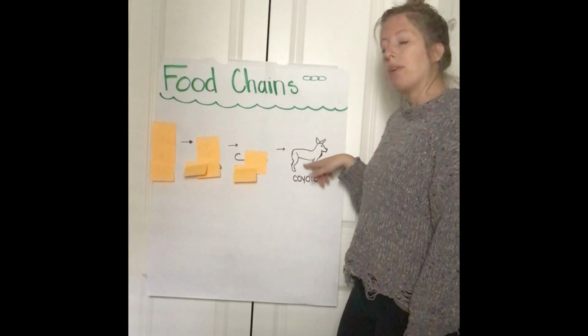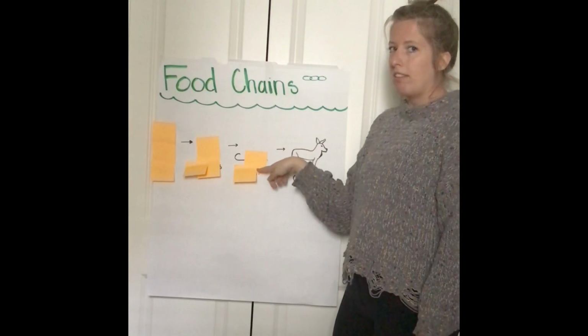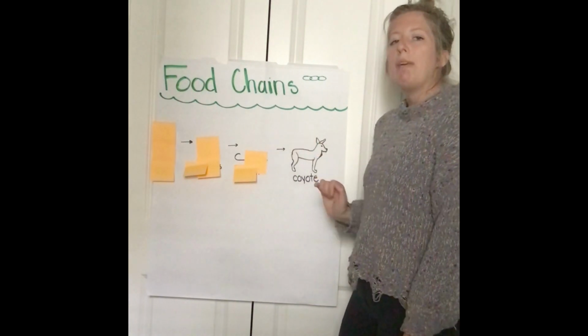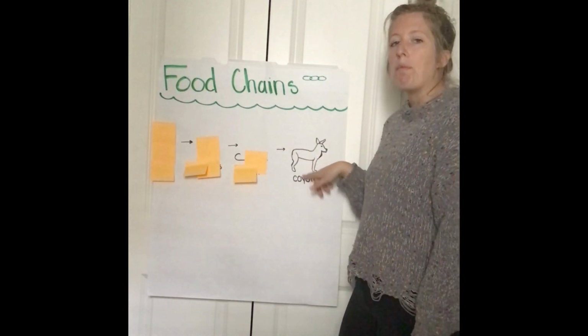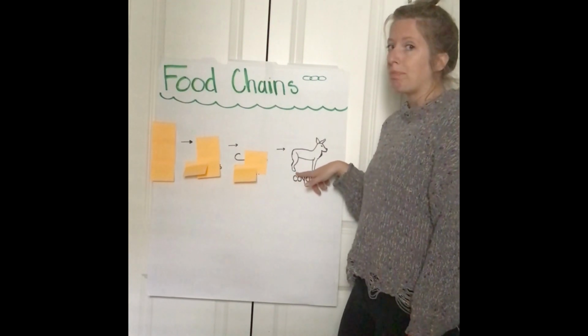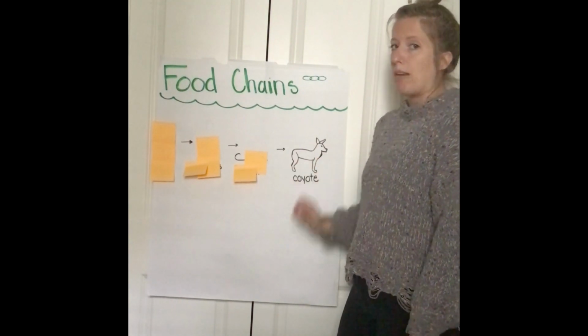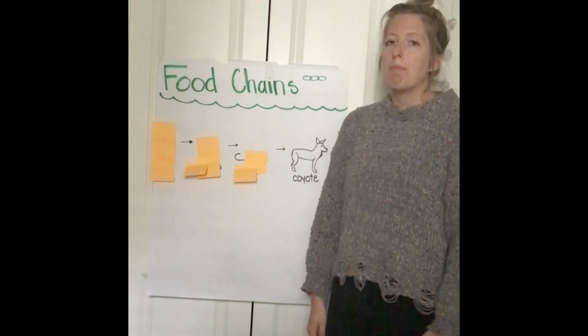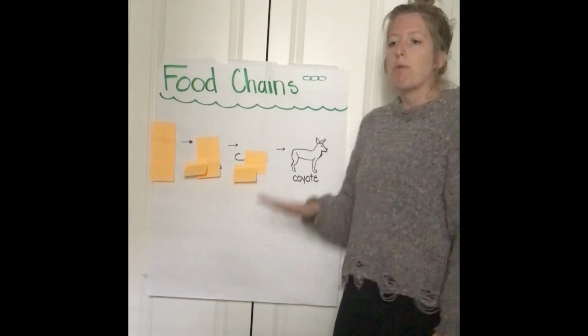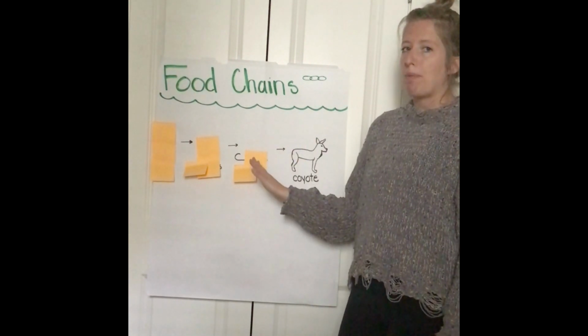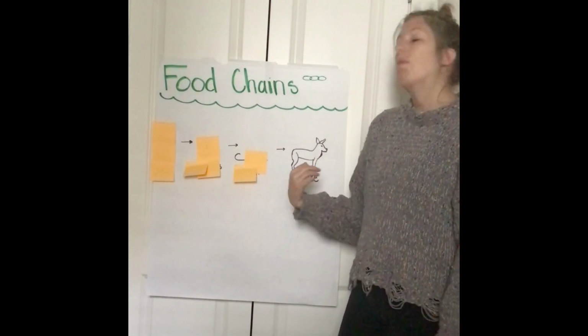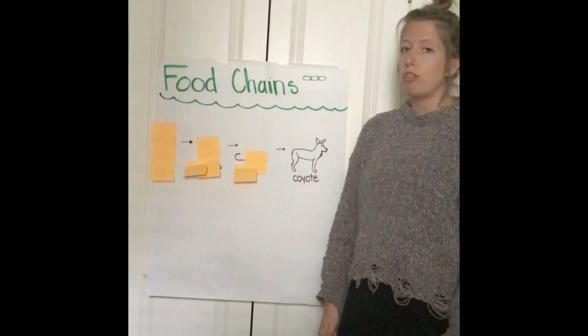Now, what we need to do to take a step back from our animal is we need to know, what does my coyote eat? Now, if you don't know what your animal eats, you're going to have to look it up. And once you do that, we'll be able to do our next step. So I'm going to look up, what does a coyote eat? Because I'm not too sure.